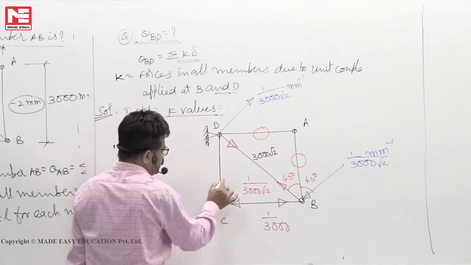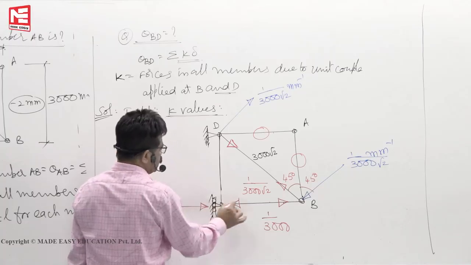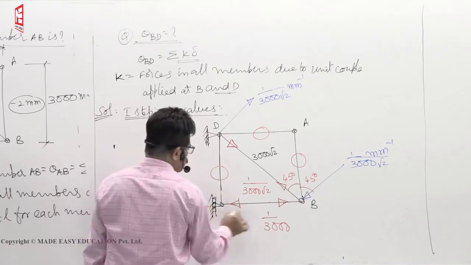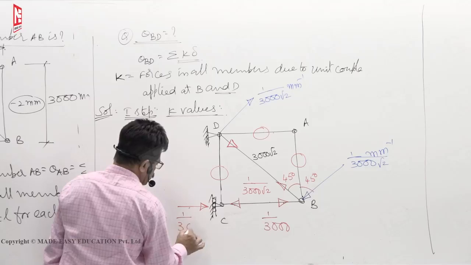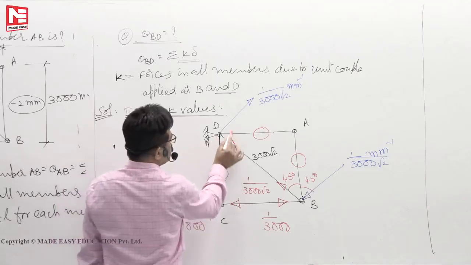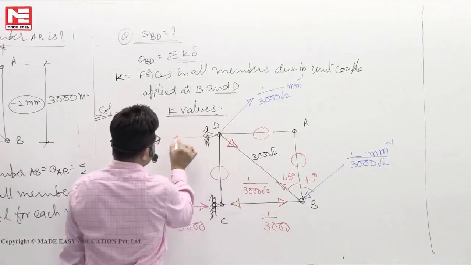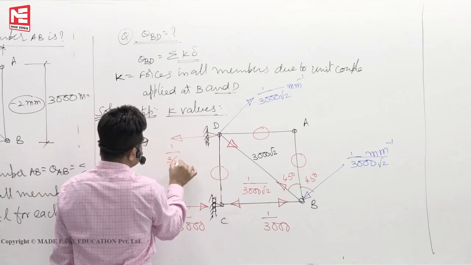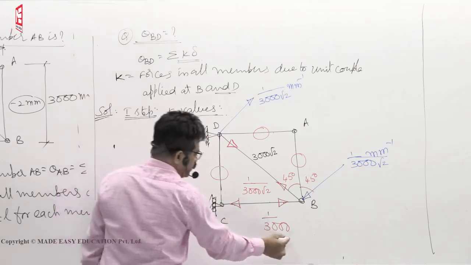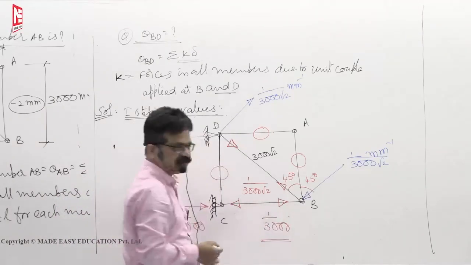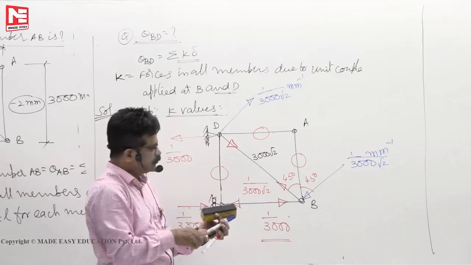Now this is acting on the left side, reaction only 1. So 1, 2, 3, this is 0, this is 1 by 3000. Now you see both of them are acting on the right side, so on the left side it is 1 by 3000. Assume that you didn't understand how I got 1 by 3000.